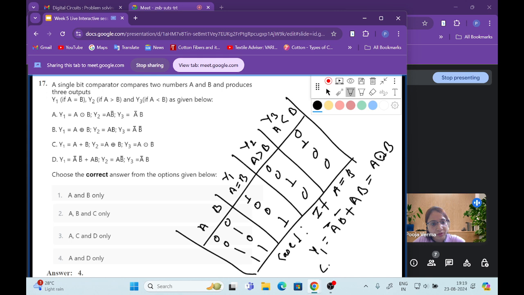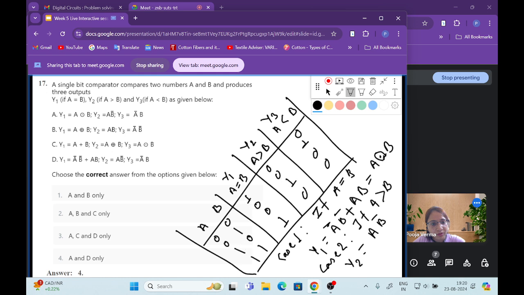The next case is case 2, if A is greater than B. Right? So what will be the output? That's y2. Already it is given, y2 if A is greater than B. So at which place is it given as 1? A B dash. From here we can write it. What is the corresponding input? That is this one. So A B dash.